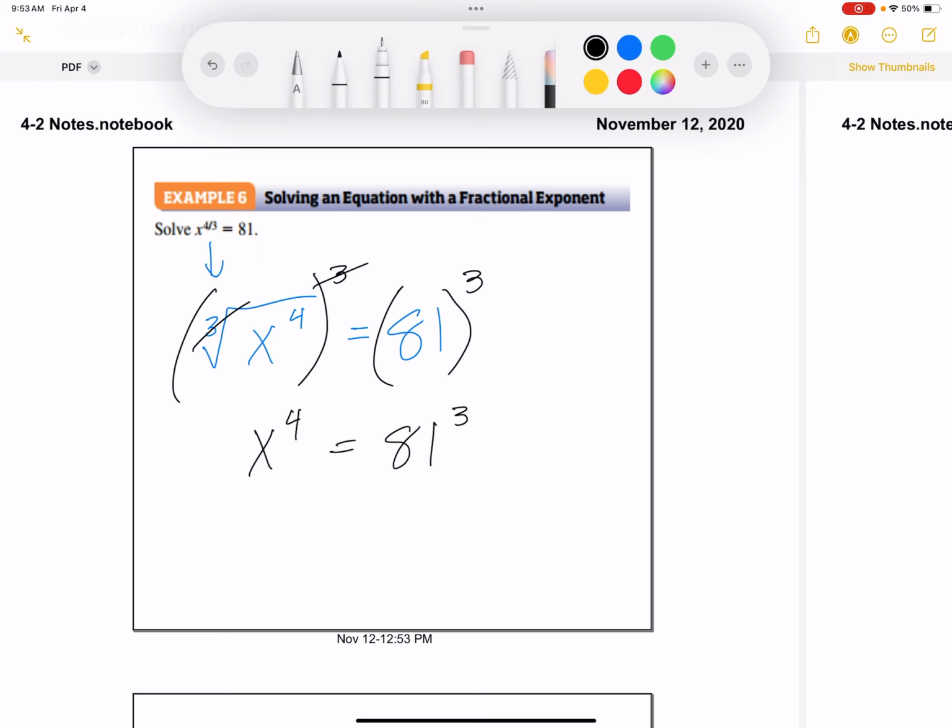Now, I'm not going to bother with that. I'm probably going to have to at some point, but for now, I'm just going to say, what can I do to get x by itself? Well, x is being raised to the 4th power. I need the 4th root. That means that cancels. And anytime you do an even root, you've got to do a plus or minus. So this is the 4th root of 81 cubed, which means x is going to equal that.